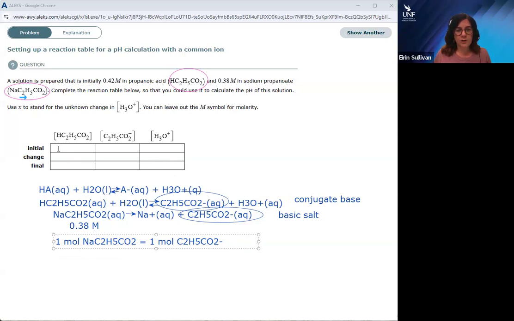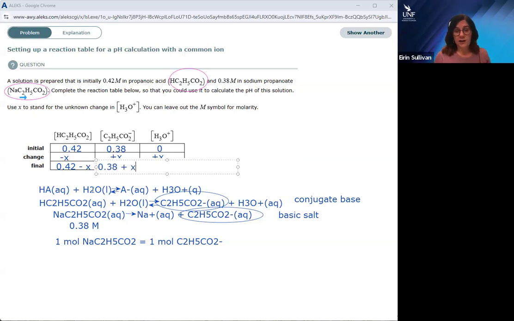The initial concentration of our weak acid is the 0.42. Our initial concentration of our conjugate base is 0.38. That is coming from the salt, and we are assuming there's approximately 0 concentration of hydronium to begin with. Then you're just going to fill out the rest of it like a normal ICE table. So minus X is representing the ionization of the weak acid, plus X is the formation of conjugate base from that ionization, and plus X is the formation of hydronium from that ionization. So then you just add down each column to get your final concentrations at equilibrium in terms of X.